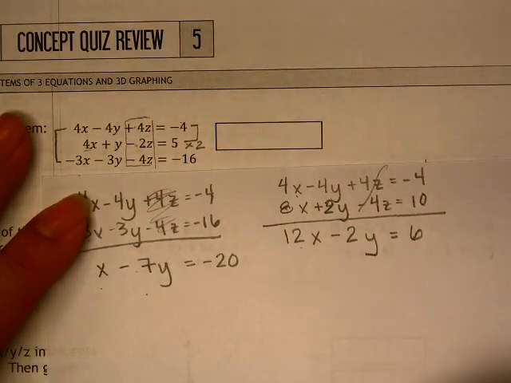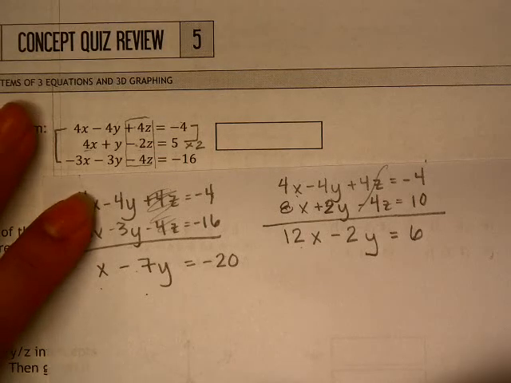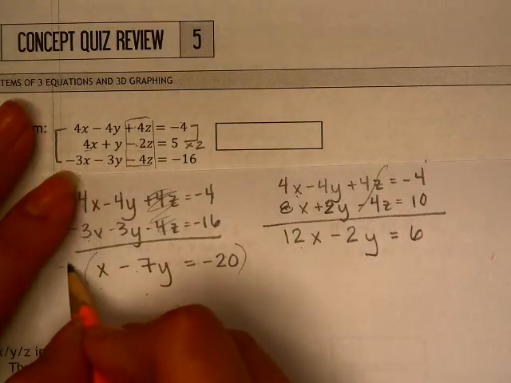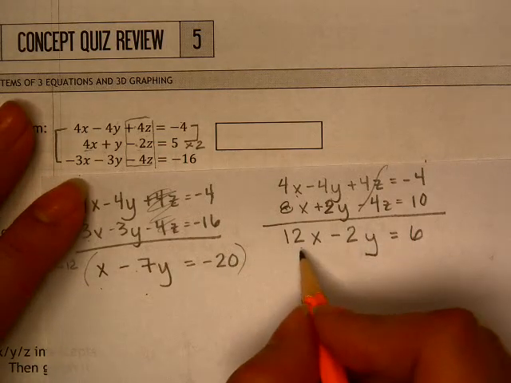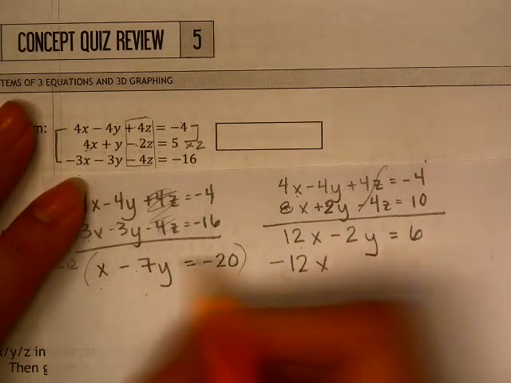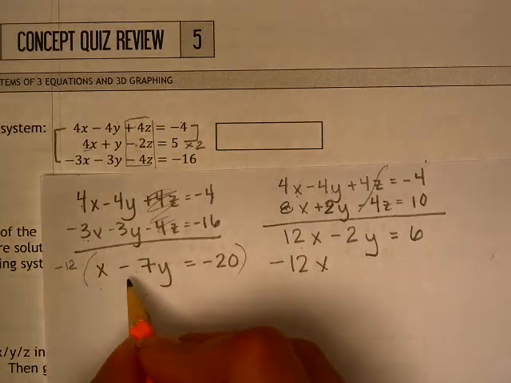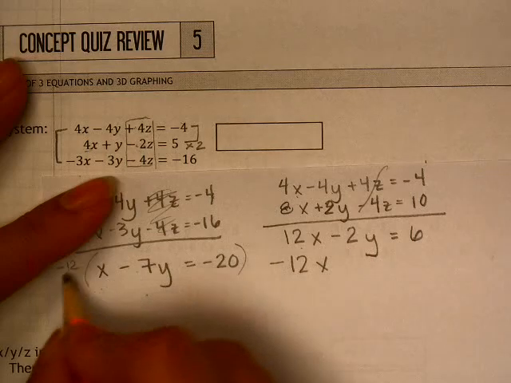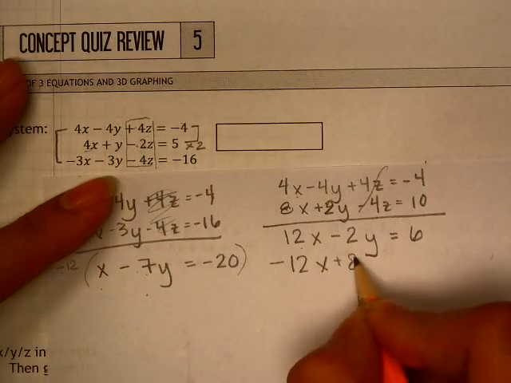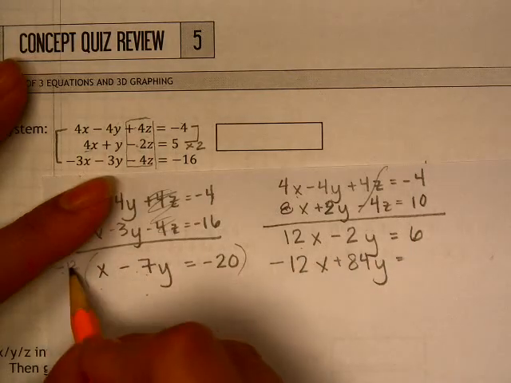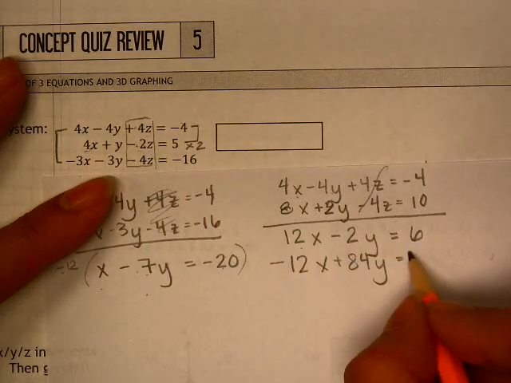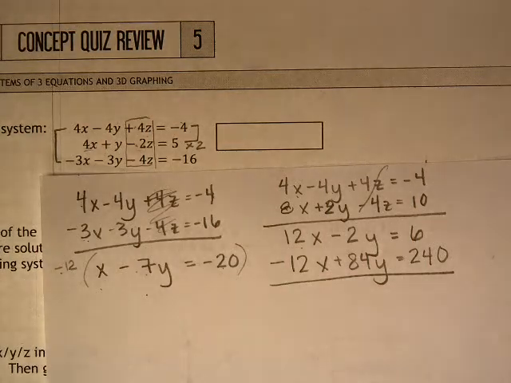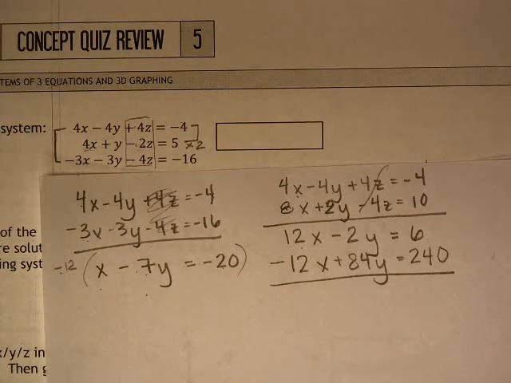So I do need to put these 2 together. Yuck. I think I'm going to multiply this one through by a negative 12. And upon doing so, I have 12 times 7 is 84. And I am multiplying by a negative, so now it's a positive 84. And then 12 times 20 is 240. Where's my calculator? This is nuts.